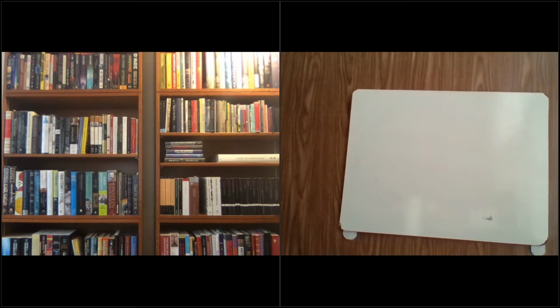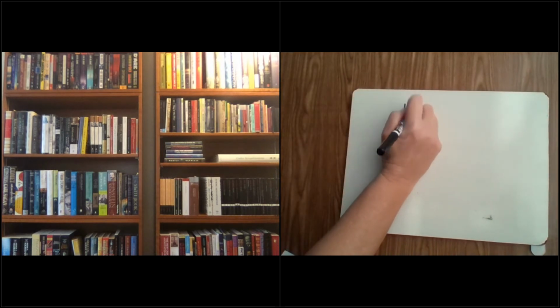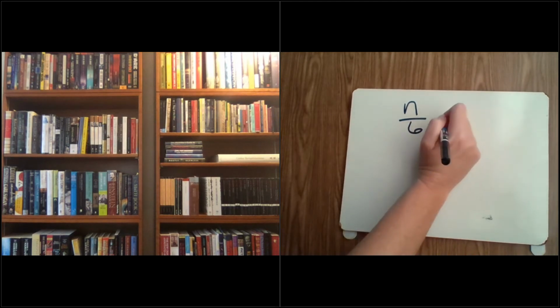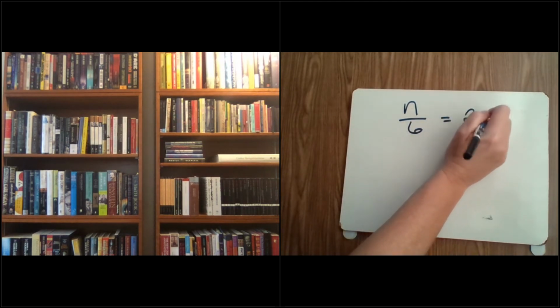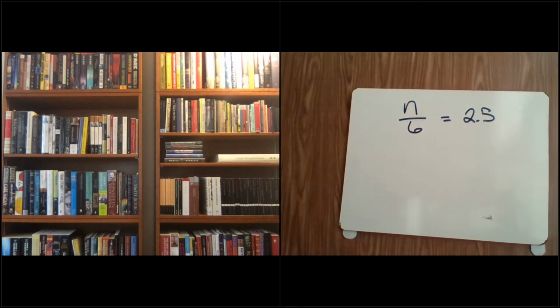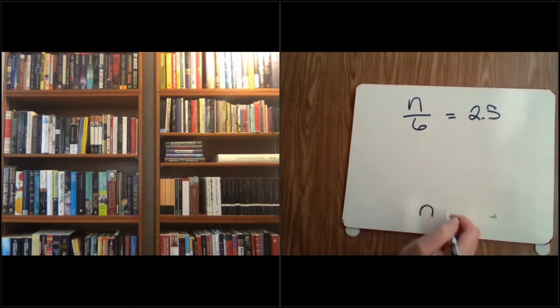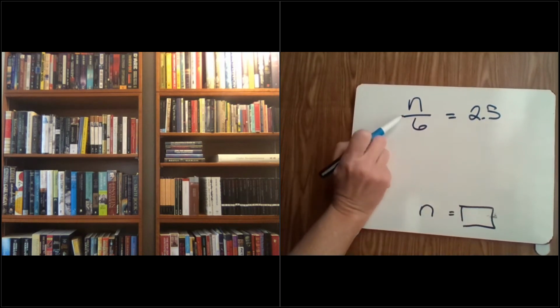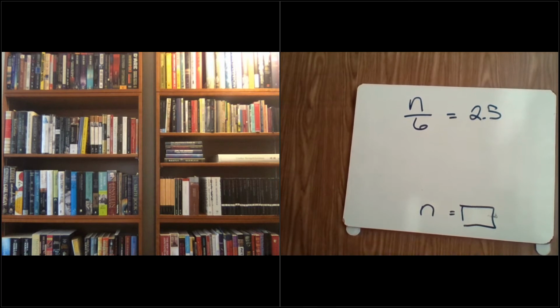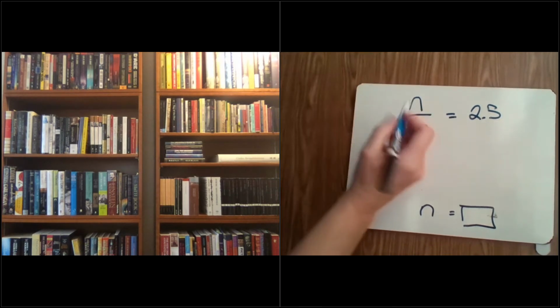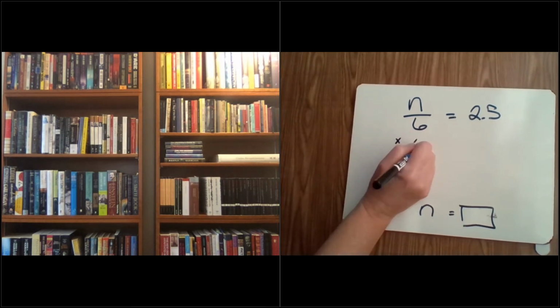The next problem is from the first packet, page 64, number 3. And now we are dividing. Okay, so right now, I'm thinking to myself, I want to end up with n equals a value. Right now, n is divided by 6. If I want that divided by 6 to cancel out, I need to do the opposite operation, which of course is multiplying by 6.